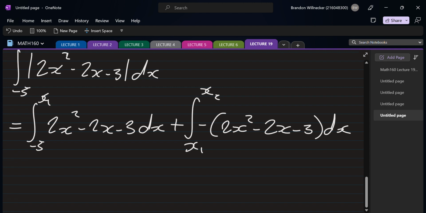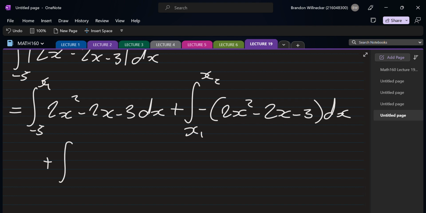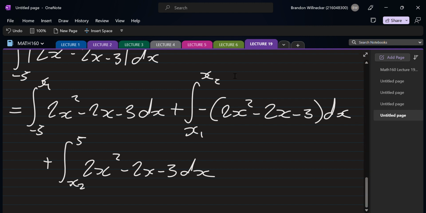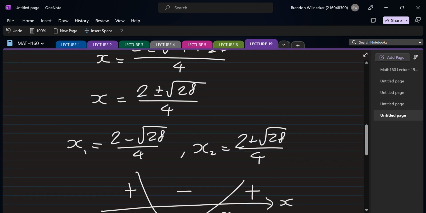Okay. And then from the second root up to the end point, the function's again positive, so we don't need to do anything there. So that will be the integral from x2 to 5 of x squared minus 2x minus 3. Okay, and then that's just your normal FTC to evaluate that. So here I'll put x1 and x2, so you would substitute these values here. Okay, so you've got your calculators, you can just find what those values are.